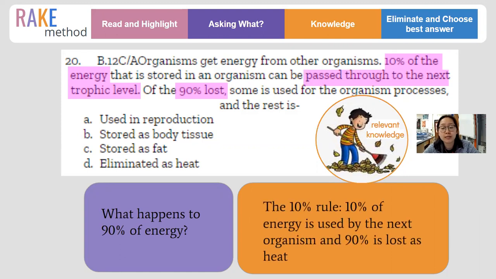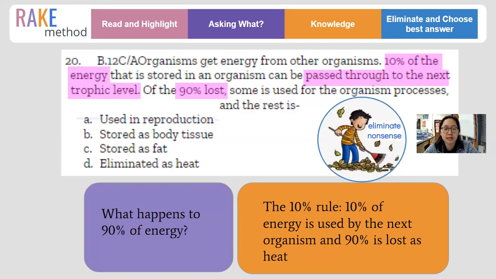The 10% rule explains that 10% of energy is used by the next organism and 90% is lost as heat. So that's where our knowledge came from, or at least if you aren't really sure, you can have used the cheat sheet. So now we're going to jump to the last step and eliminate and choose the best answer.